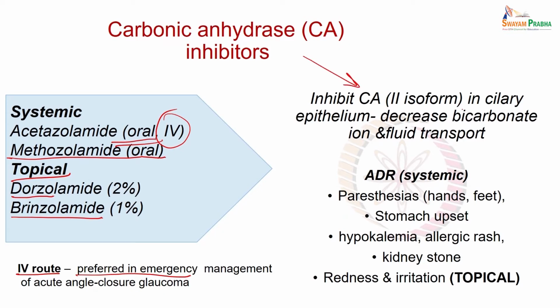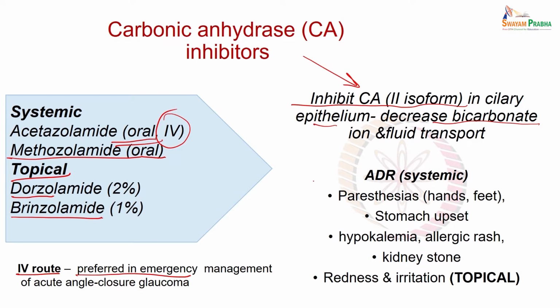Carbonic anhydrase isoform 2 is present in the ciliary body, in the ciliary epithelium, and inhibiting it decreases bicarbonate ion and also fluid transport. You will recall that carbonic anhydrase inhibitors are also used to reduce intracranial pressure by the same mechanism.